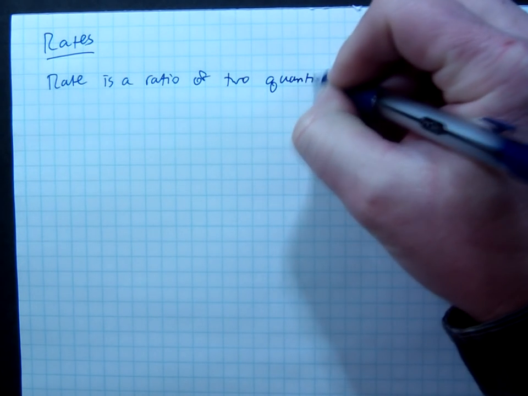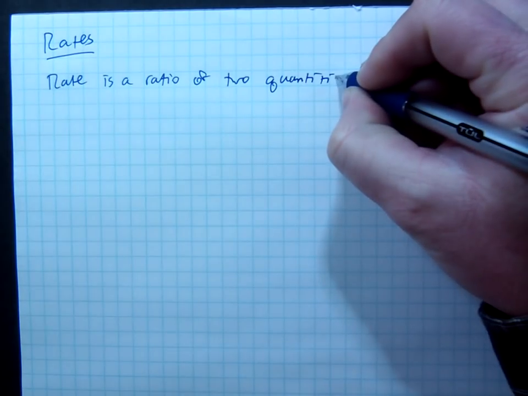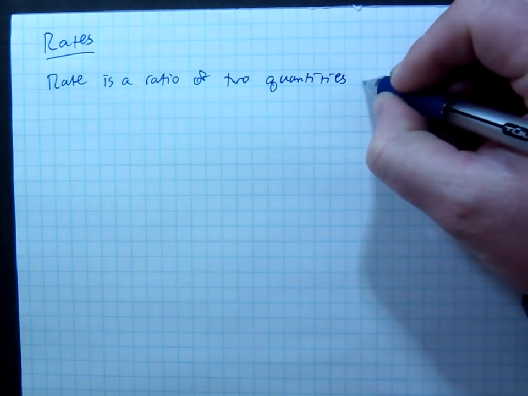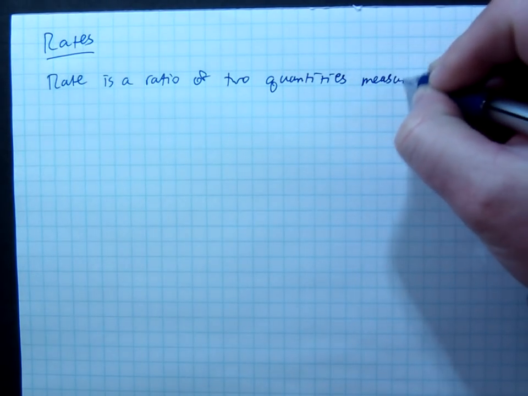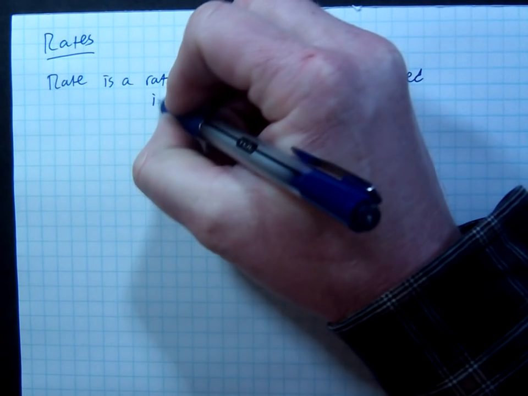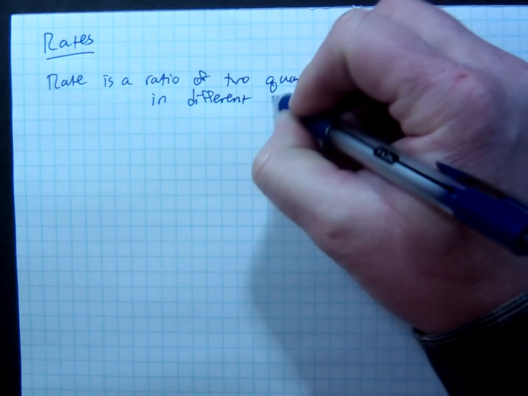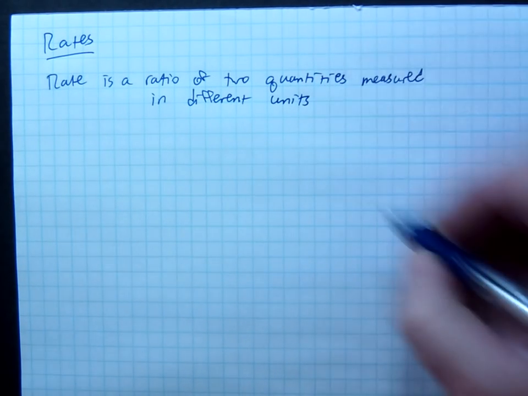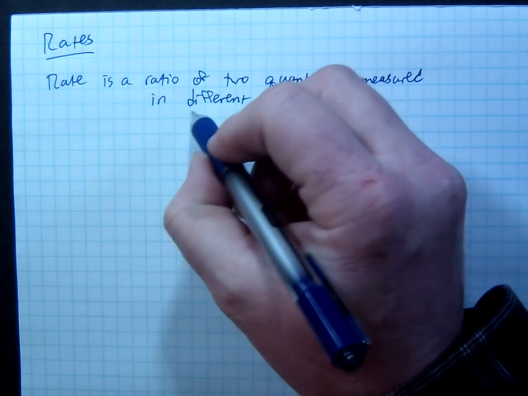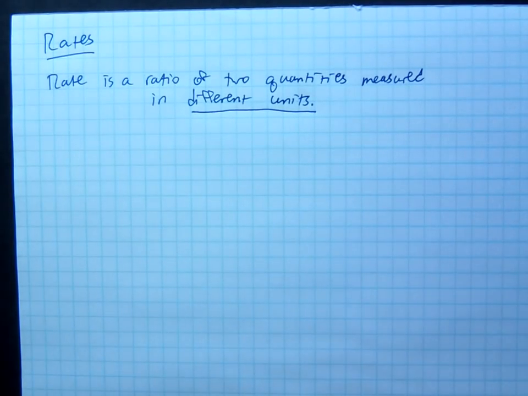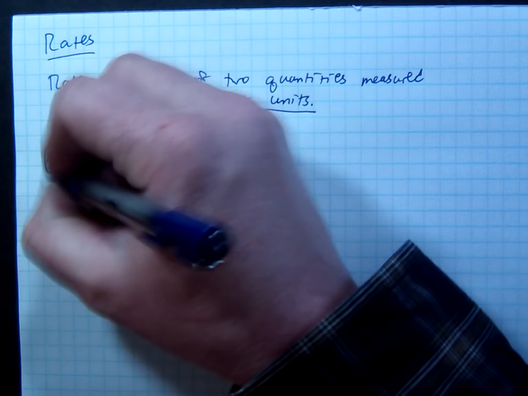It is a ratio of two quantities measured in different units. Go ahead and underline the words "different units," because that's the key to a rate. We're going to see that we're comparing things that are totally different, unlike what we were doing yesterday. Let's look at an example.